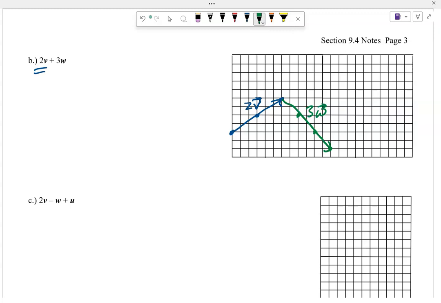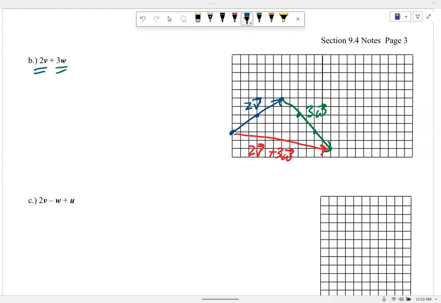3 times w. So the resultant vector, remember we're adding 2v plus 3w, is I started here and I ended here. There's my 2 vector v plus 3 vector w. That's my resultant vector in red.